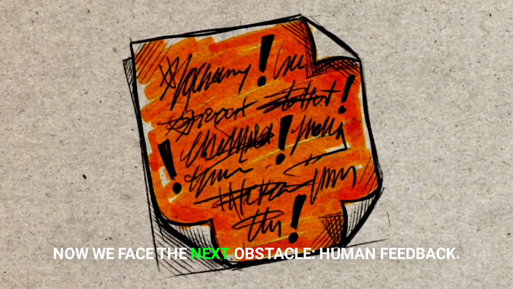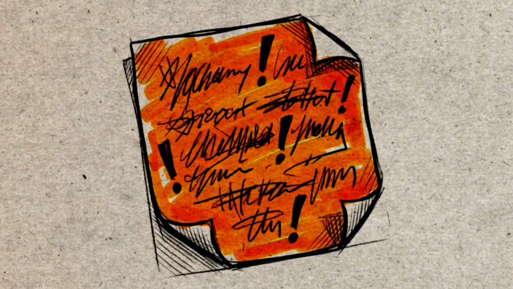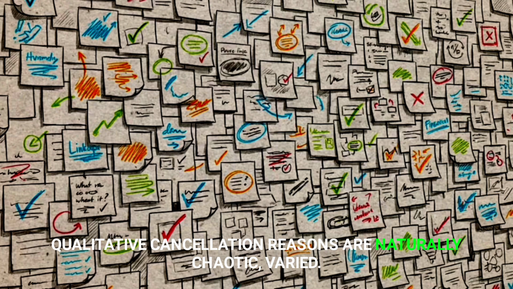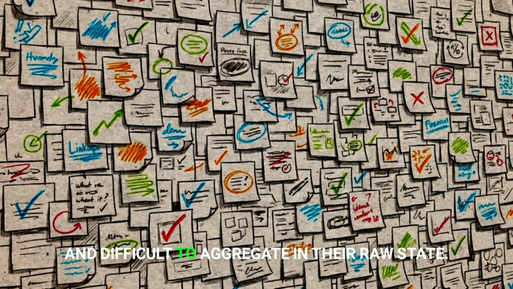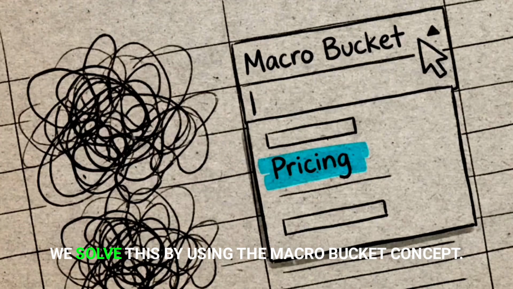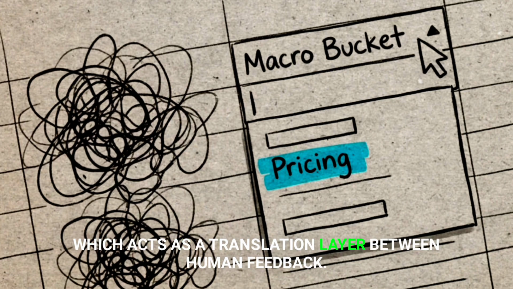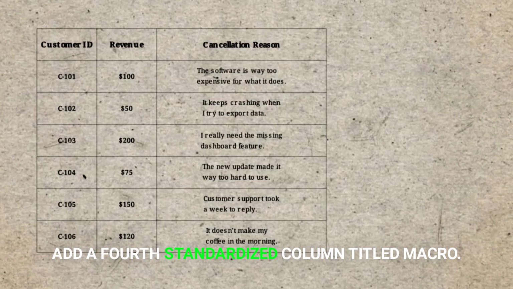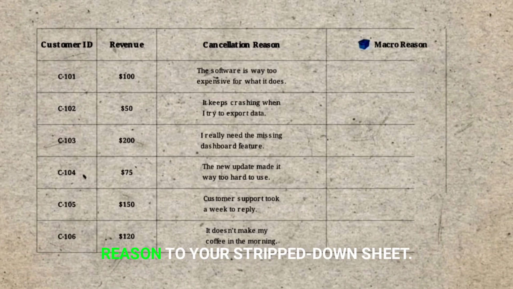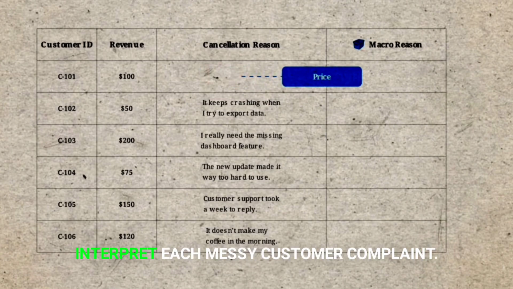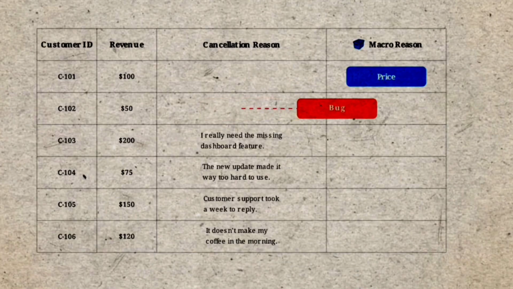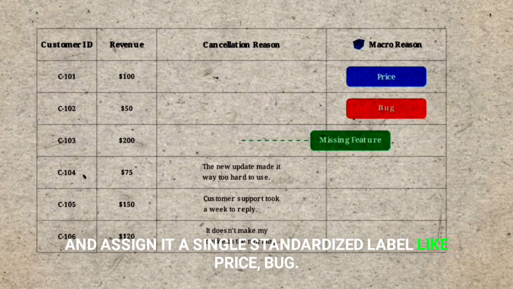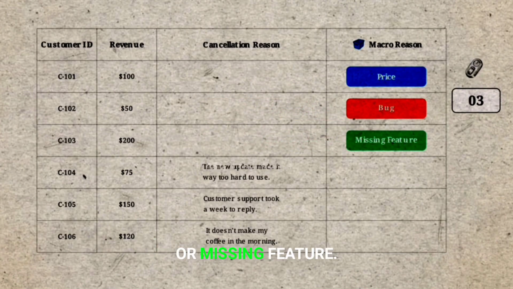Now we face the next obstacle: human feedback. Qualitative cancellation reasons are naturally chaotic, varied, and difficult to aggregate in their raw state. We solve this by using the macro bucket concept, which acts as a translation layer between human feedback and actionable business data. Add a 4th standardized column titled macro reason to your stripped-down sheet. Interpret each messy customer complaint and assign it a single standardized label, like price, bug, or missing feature.